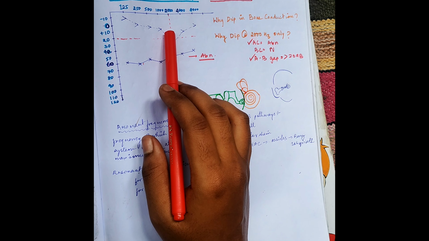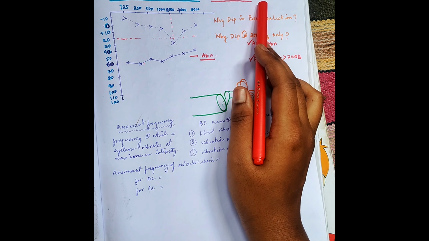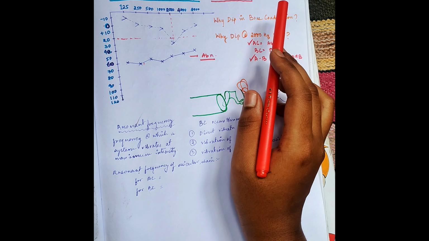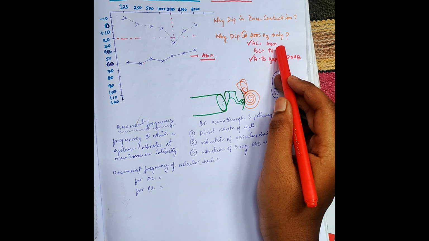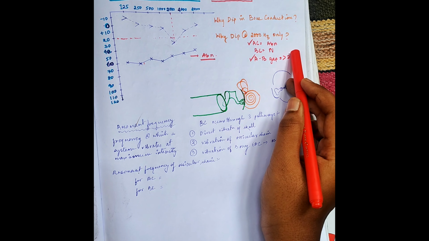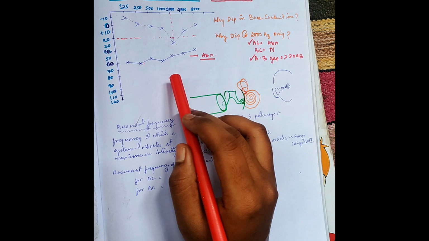We all know that otosclerosis is a type of conductive hearing loss. So what are the findings that should be seen in a pure tone audiometry graph? The air conduction should be abnormal, the bone conduction should be normal, and an air-bone gap of more than 20 decibels should be seen. So let us see what is happening in the graph of otosclerosis.